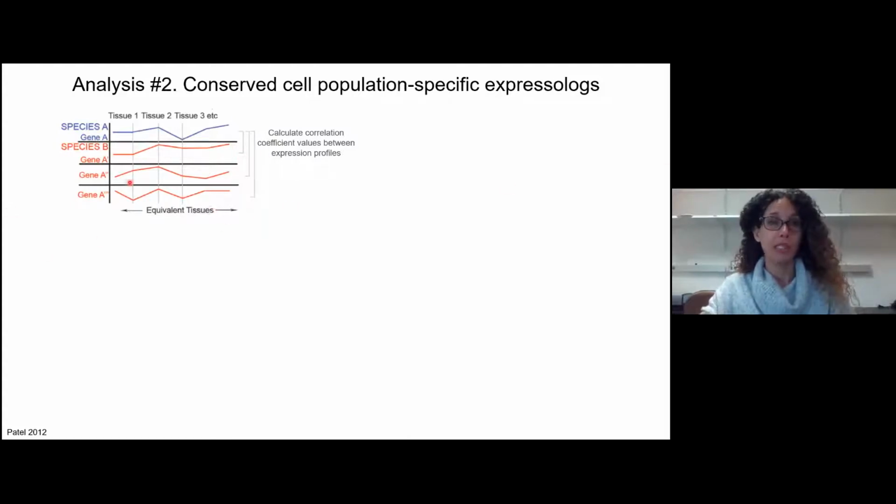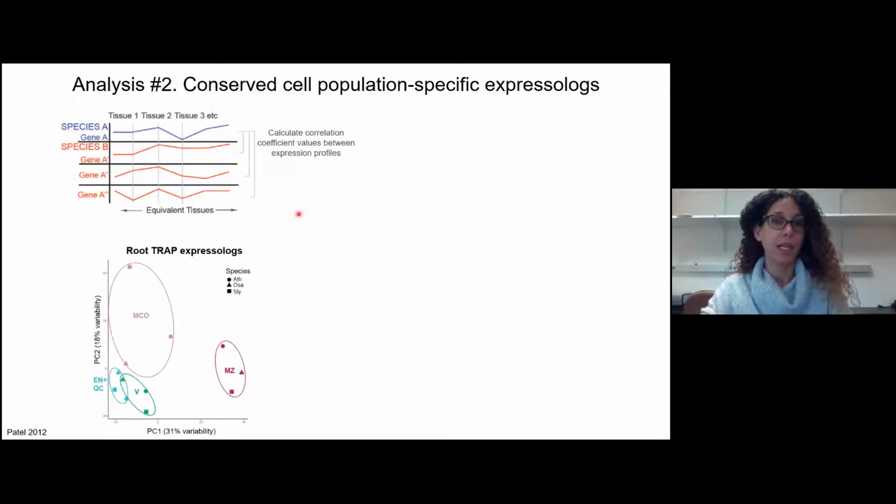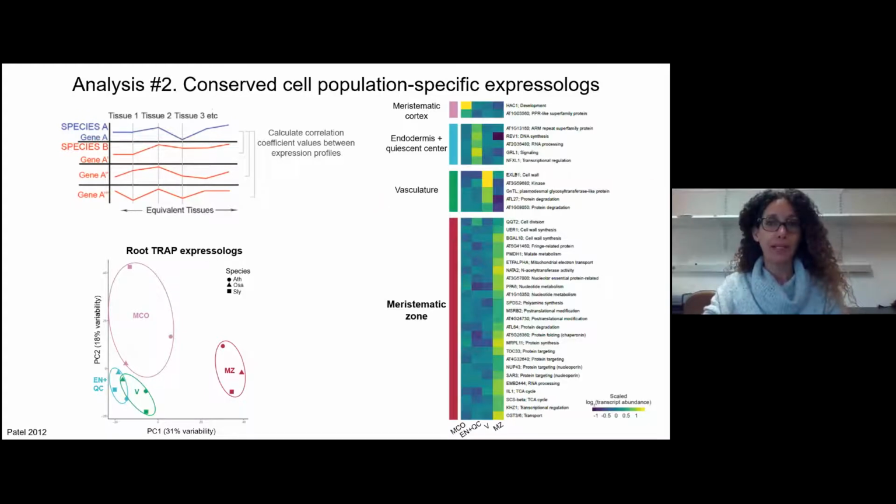We parsed this expressologs list and included only high confidence expressologs with positive correlation values. The expression of these expressologs subset nicely clustered by cell identity, nearly separating each cell population. We used this map and an ANOVA approach to identify genes with conserved cell population specific expression.